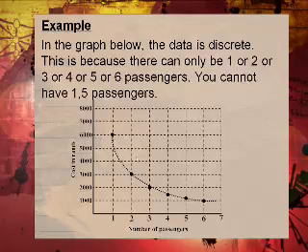But you must make sure that you draw like this. You join in broken lines. Don't draw or join with a solid line because this is discrete. We use a broken curve or broken line.